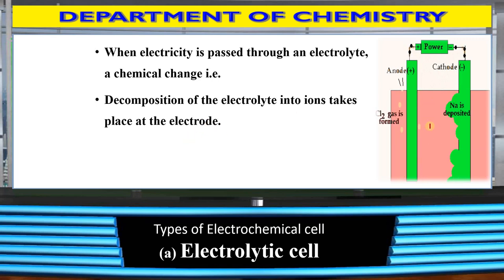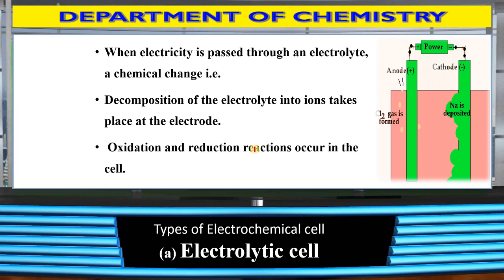Okay, when we supply electrical current to an aqueous solution of electrolyte, that electrolyte dissociates into its ions. It means in the aqueous solution of NaCl, due to electricity, NaCl converts into Na plus ion and Cl minus ion.